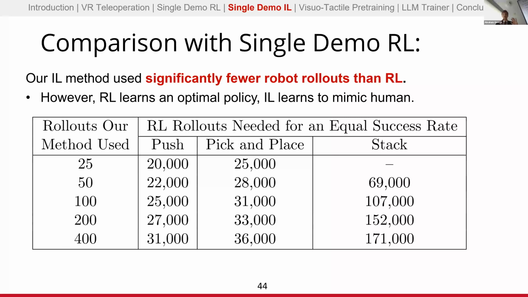And then finally, here's a comparison with our previous single demo RL work. So looking at these tasks in simulation, we can compare the number of rollouts our method used, so imitation learning used, with the number of rollouts that RL required in order to achieve a similar success rate. So you can see here that using imitation learning naturally is far more data efficient. Of course, the big asterisk on this is that RL is learning an optimal policy. We're just learning to mimic a human here, so these aren't super fair, but it gets the point across that imitation learning is significantly more data efficient than reinforcement learning in this case.